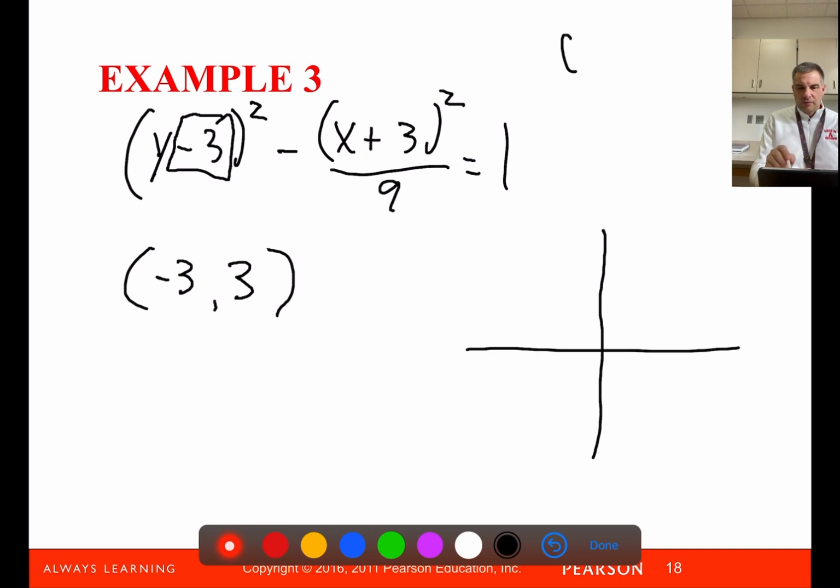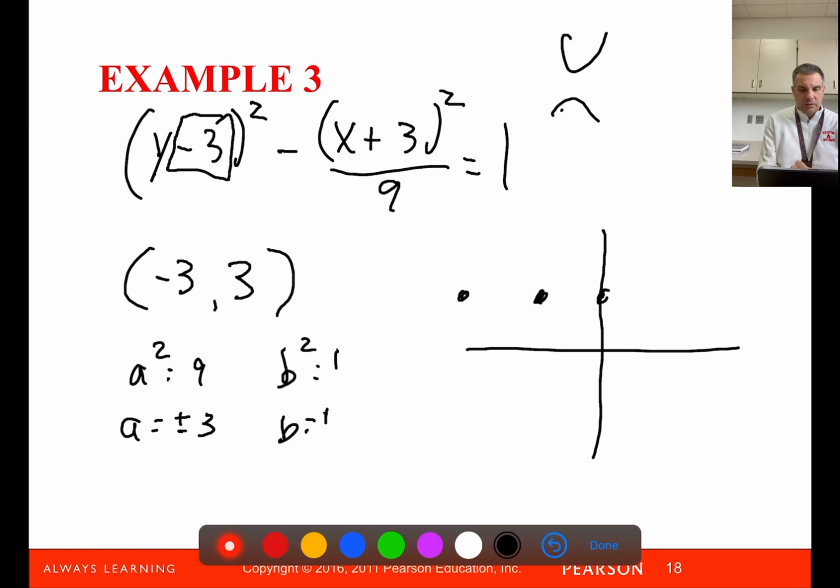The graph itself we know is going to look like a y because the y comes first. So we're at -3, 3, we put a dot. A squared is equal to 9, so a is equal to plus or minus 3. It's underneath the x, so my x is going to go 3 and 3. There's nothing underneath the y, so b squared is equal to 1, so b is equal to plus or minus 1. So the b value is going down 1 and 1.